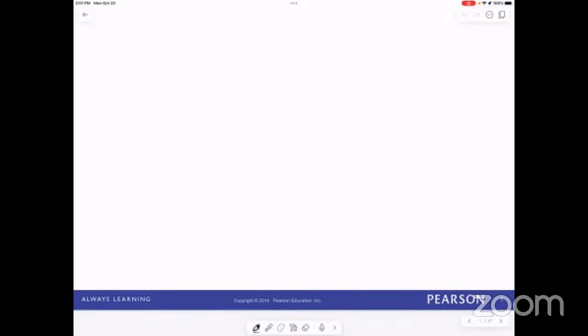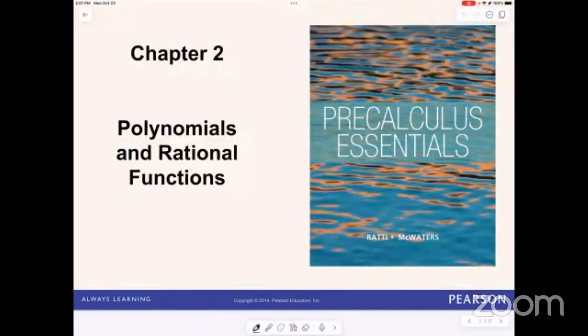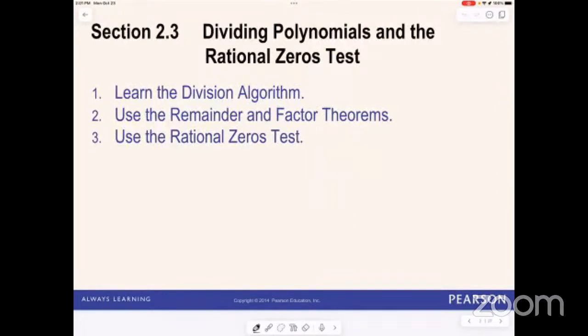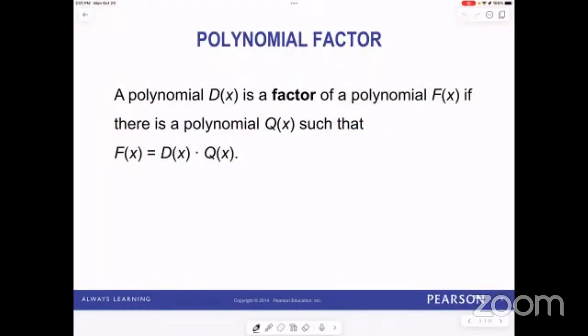Okay. And a few objectives here. 1, learn the division algorithm. 2, use the remainder and factor theorems. And then 3, use the rational zero test. As usual, if you have questions, feel free to unmute yourself or type in the chat so that we can make sure to resolve the issue. And yeah, let's kind of get into it.